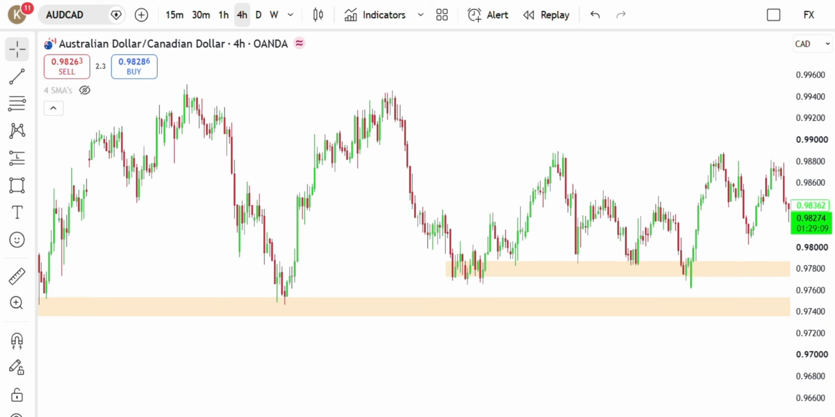Hopefully now you have an idea that there is a key difference between supply and demand zones and support and resistance areas.